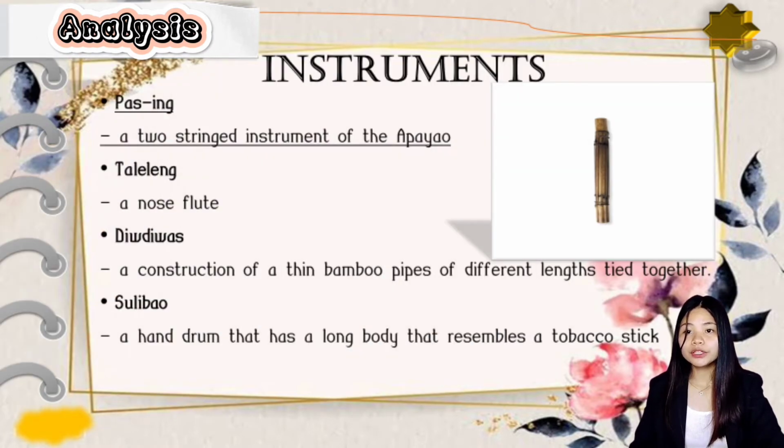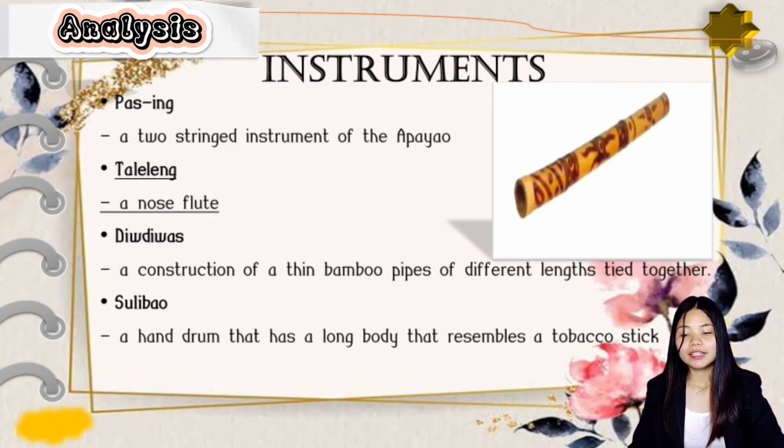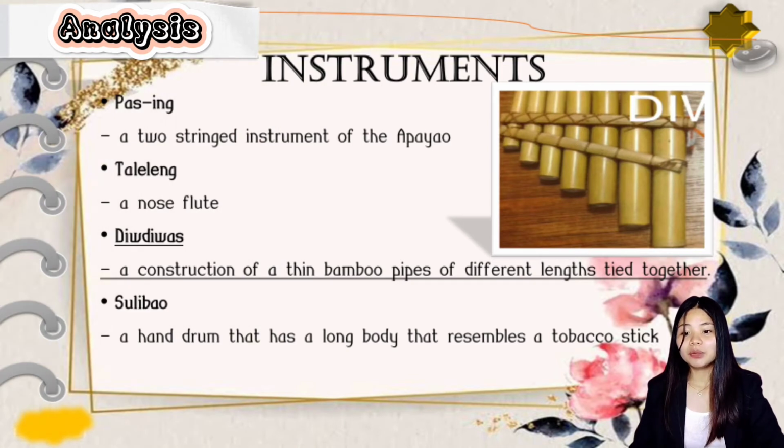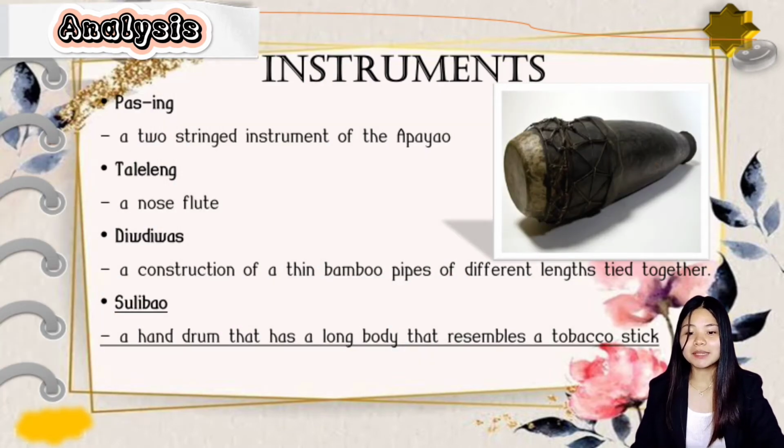For Cordilleran instruments, first is the pasing, a two-stringed instrument of Apayao. Then the taliling, a nose flute. Are you familiar with the nose flute in Bohol? Then dewas, a construction of thin bamboo pipes of different lengths tied together. As you can see, it's very unique. Then the sulibao, a hand drum that has a long body that resembles a bamboo stick.